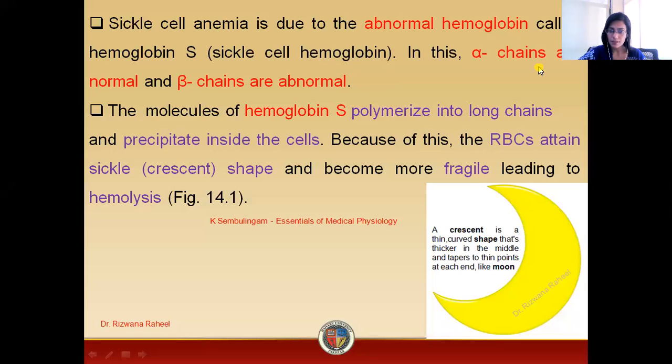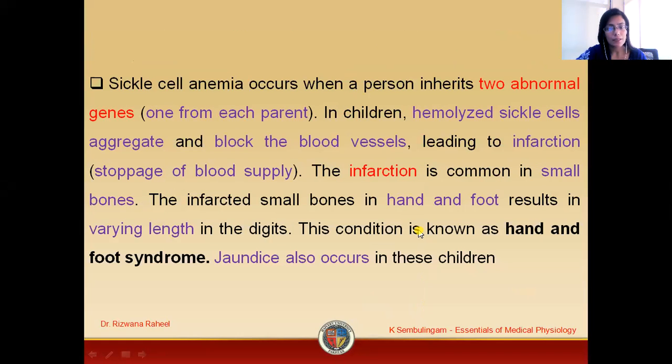Now students, in sickle cell anemia, basically we have cells which are in the crescent shape, that is thin edges, but the middle is the thicker portion. We have noticed that we have two abnormal genes, one from each parent. So, we have RBCs that can get easily hemolyzed, that can undergo easy breakdown.